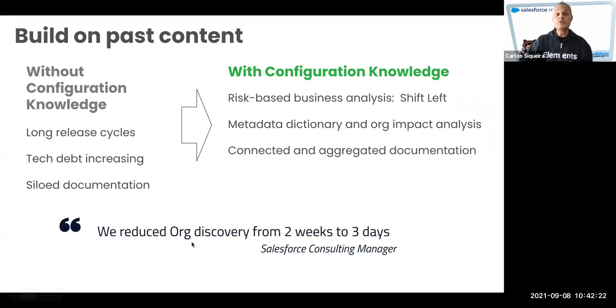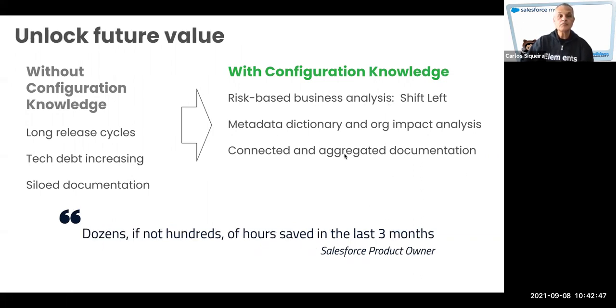We reduce org discovery from 2 weeks to 3 days. Think about it, 2 weeks is 14 days. Let's not count the weekends, just weekdays. We're talking 10 days here, and you reduce that to 3 days by adopting proper configuration knowledge practices. The other thing here is unlocking feature value. Dozens, if not hundreds, of hours saved in the last 3 months. That's a testimonial by another Salesforce product owner.